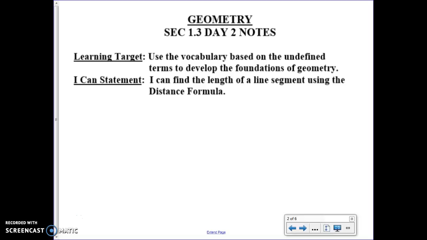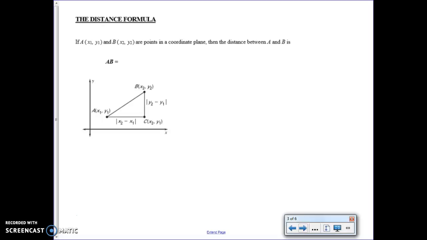So the distance between two points that aren't necessarily a horizontal or a vertical line that we can just count the values for. In this case, we want to know the distance between points A and B, which is right here. If you think back to Algebra 1, you learned about something with a right triangle that would give you lengths of that right triangle. And that was the Pythagorean theorem. A squared plus B squared equals C squared. We're going to use that Pythagorean theorem to come up with our distance formula. So follow along with me for just a second.